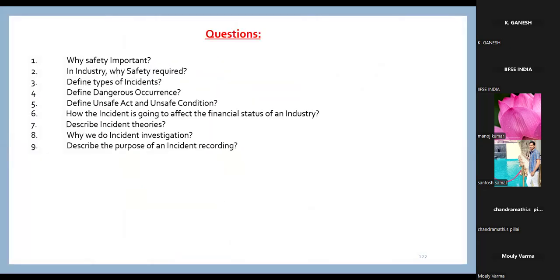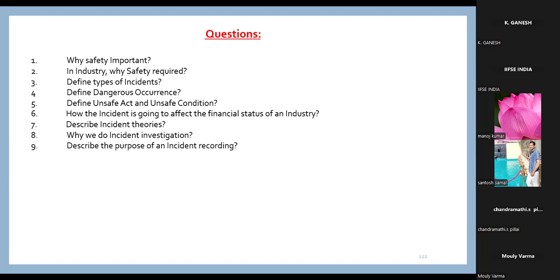So here are some of the questions. Why is safety important? In industry, why is safety required? Define incidents, already we have seen. Define dangerous occurrence for 3 marks. Define unsafe act and unsafe condition, this is for 3 marks. And if preventive methods are included, then it comes for 8 marks.